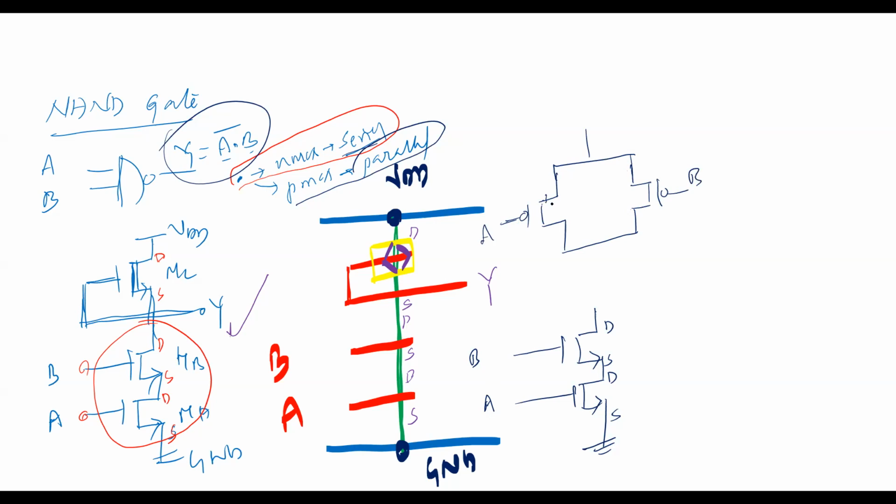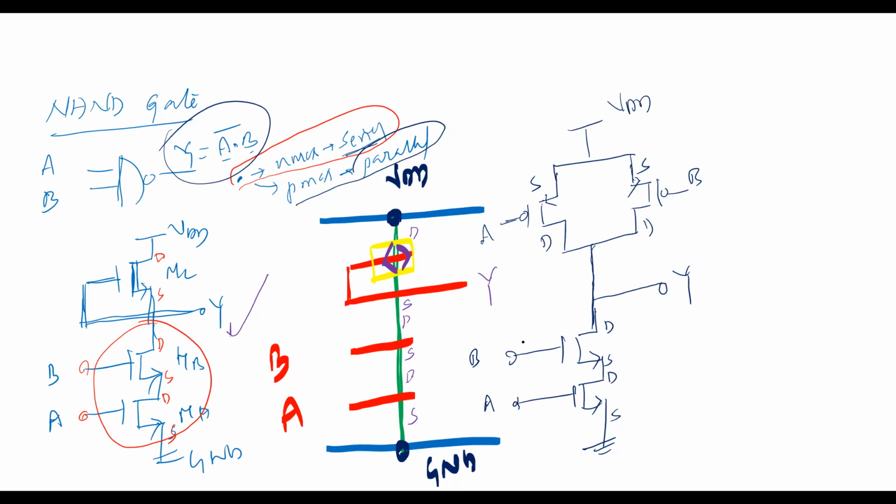This is the source, this is the source. Now you can take the output here. This is the ground, this is the VDD. This is the drain, this is the drain, this is the source, this is the source. I hope you understand. You can join this A and this A, and this B and this B, for this CMOS logic technology. So this is a NAND gate representation.